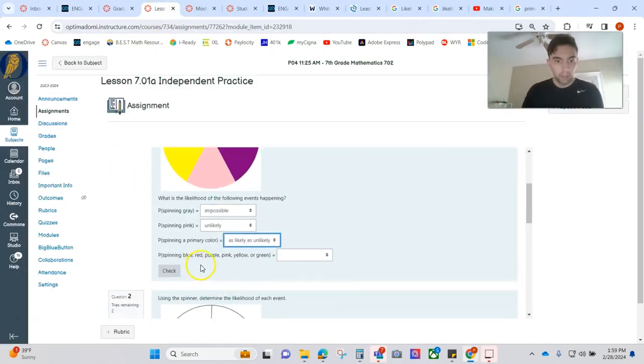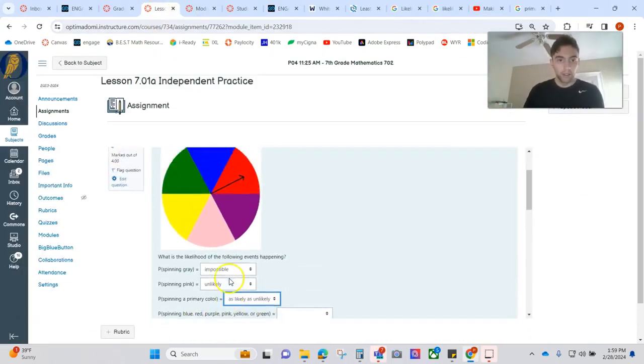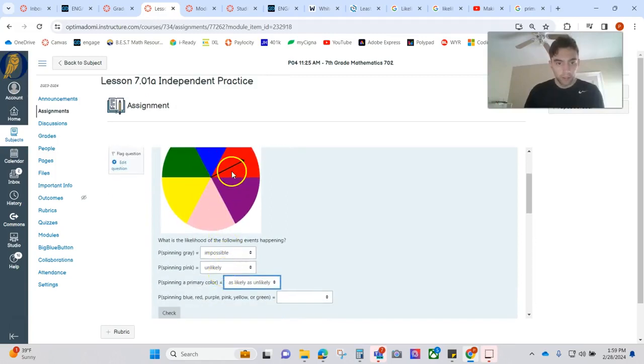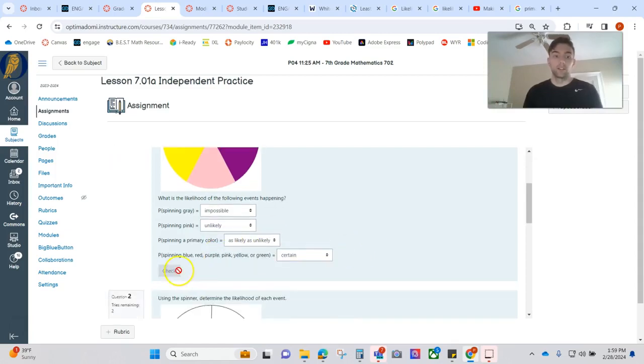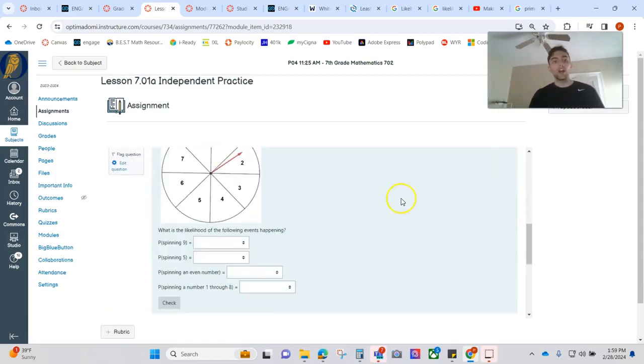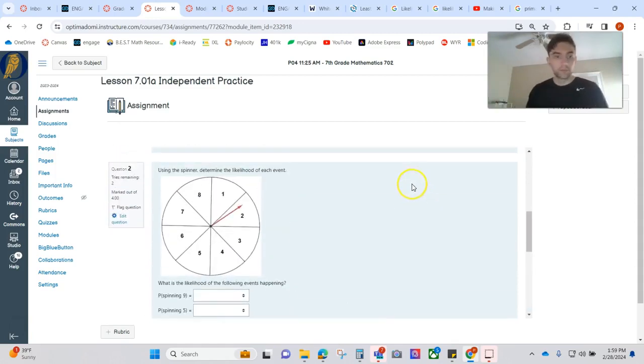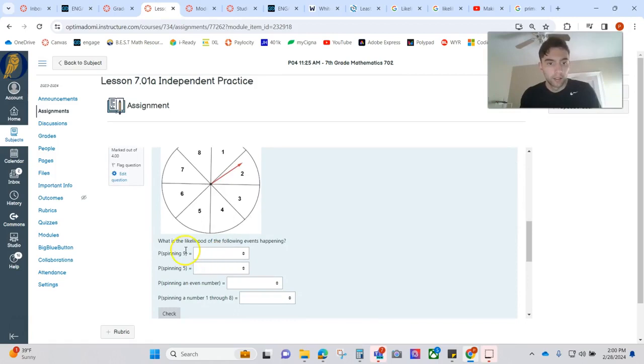Now spinning blue, red, purple, pink, yellow, or green. Okay, that's 6 colors. That's all of them. So that's a 100% chance, right? So it's certain. Let's check. Question 2. Using the spinner, determine the likelihood of each event.